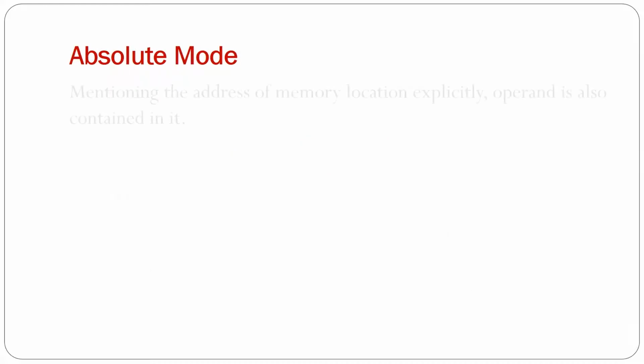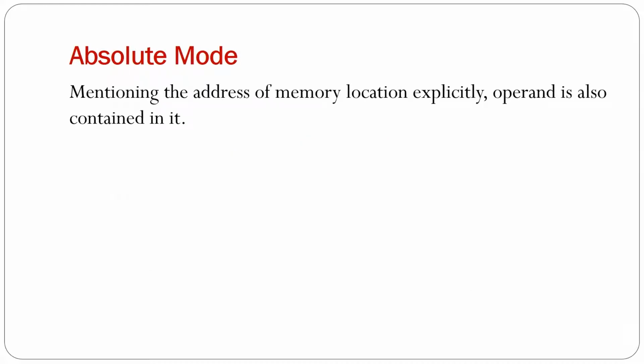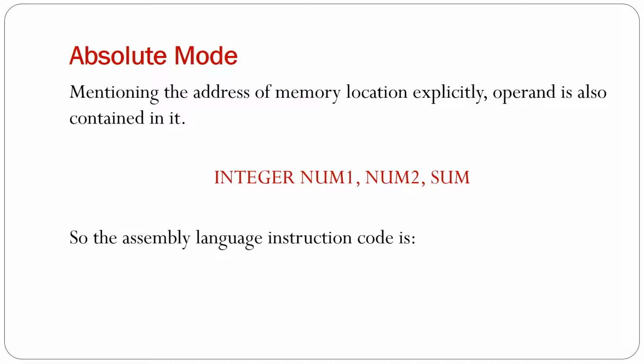Absolute mode. Mentioning the address of the memory location explicitly, the operand is also contained in it. For example, integer number 1, number 2, sum. This mode represents all global variables in a high-level language, and each variable number 1, number 2, sum has a unique memory location. So the assembly language instruction code would be load R1 number 1. Here the content of memory address number 1 loads into register R1.